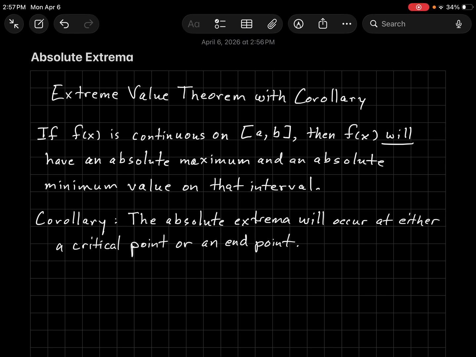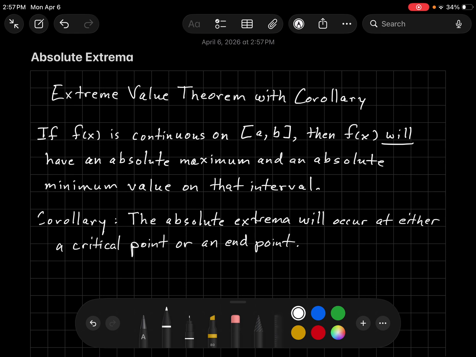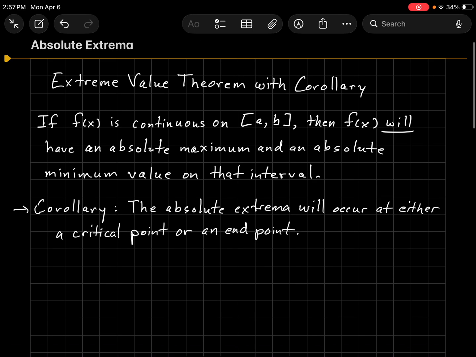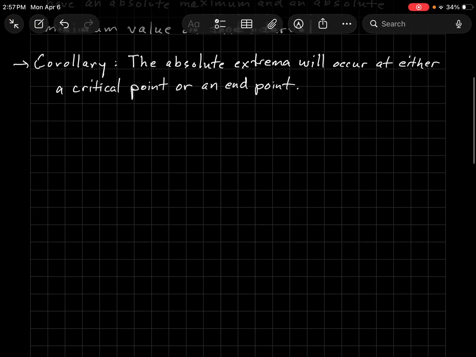We'll see in just a little bit that the corollary is what we tend to use when we prove problems or solve for absolute extrema. Let's get a little bit of intuition first to see why this works. So I'm going to draw a quick sketch of maybe a couple graphs.